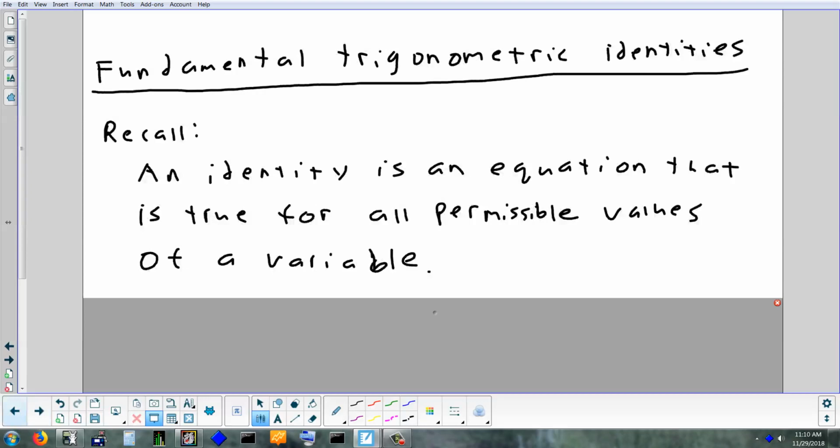So an identity is an equation that is true for all appropriate values. There are certain values you are not allowed to plug in because you get undefined. Okay, we saw that with the quadrantal angles. All right, so obviously there's things like that. But as long as you don't get undefined, then these work, you're fine.